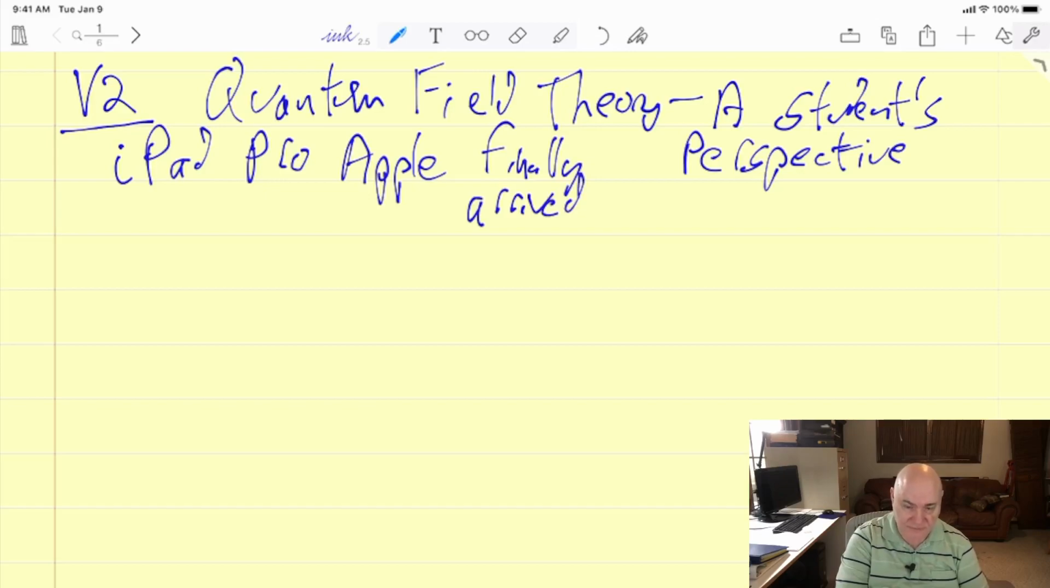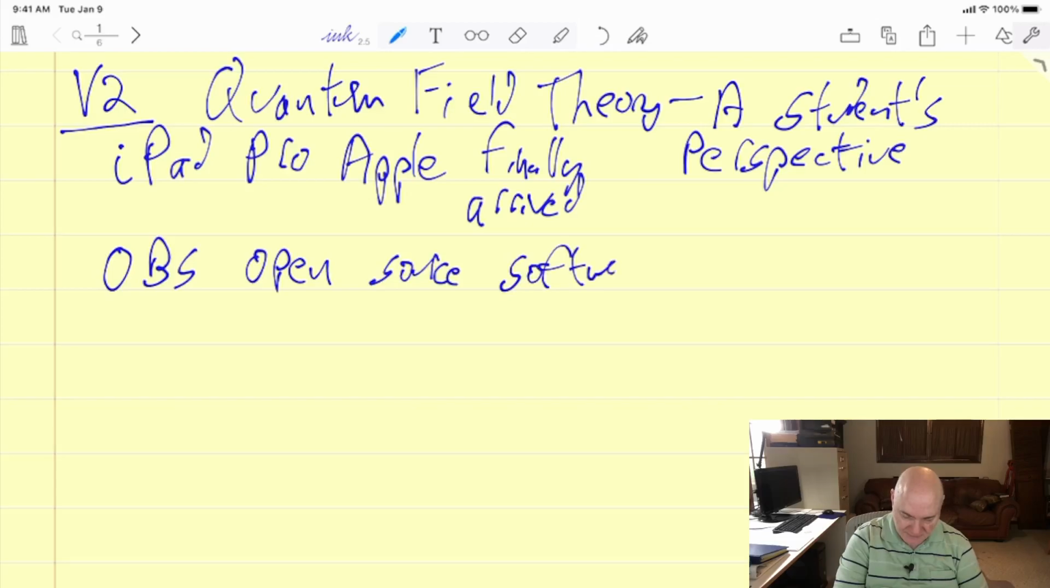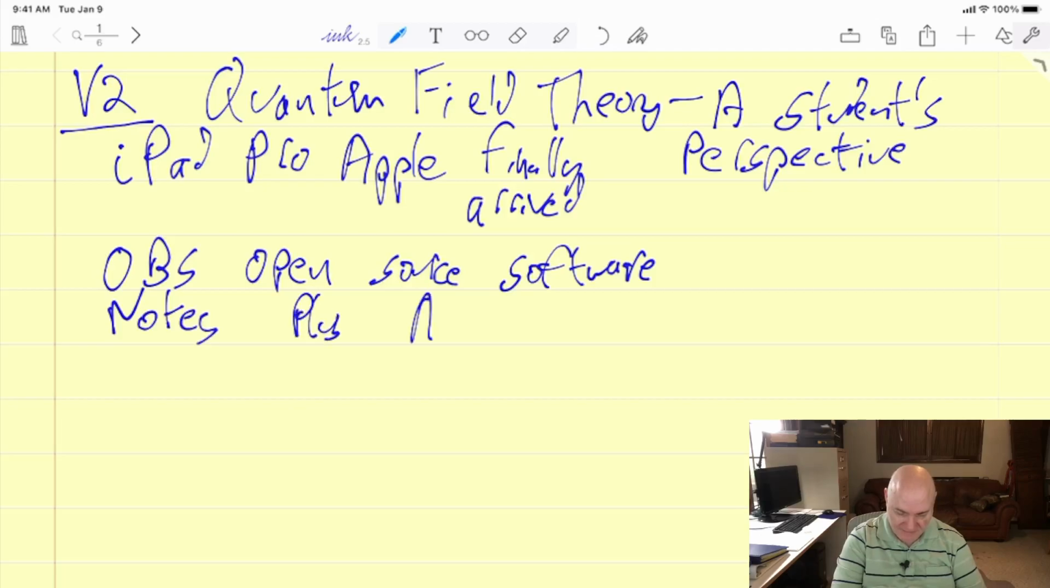I'm using some OBS open source software suggested to me by a gentleman named Martin. Thank you very much. And I am using the Notes Plus app.